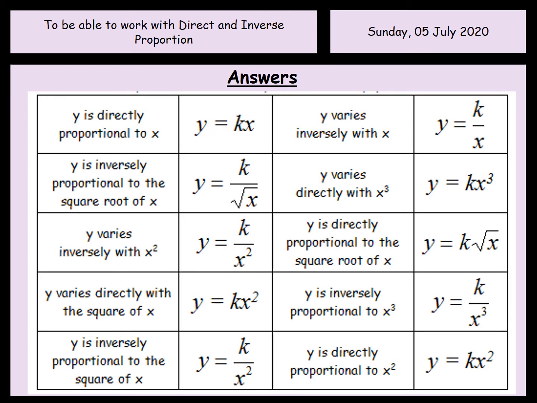Okay, and here are the solutions. So as I previously showed you, y is directly proportional to x, matches up to y equals kx. Inversely proportional to the square root. So remember, inversely proportional means it's a fraction. So you've got k over the square root of x. Instead of proportional, you might see the word varies. Now, varies inversely is the same as inversely proportional. Okay, so have another look through, make sure that you've got yours matched up appropriately.